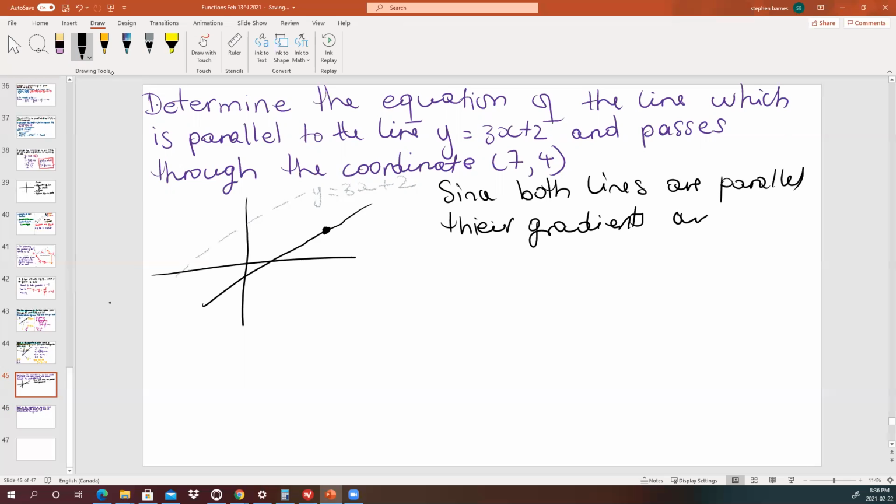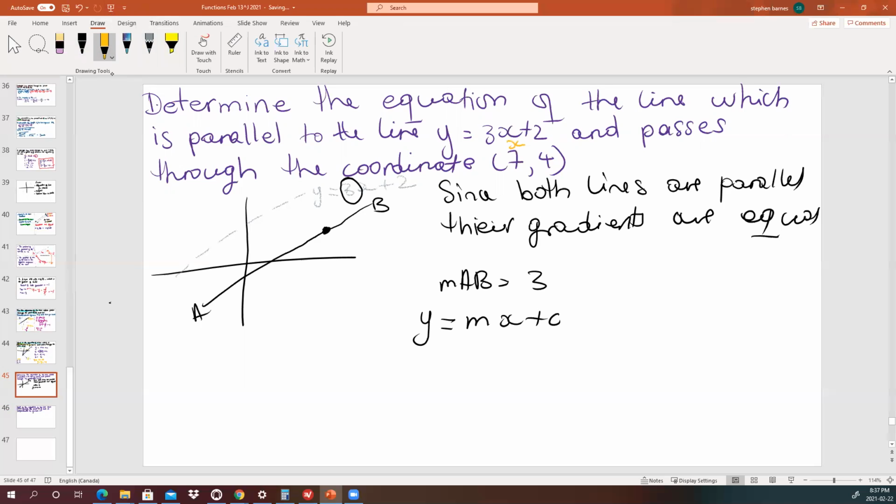Their gradients are equal. So we know that the m, I'm going to call my line here AB. We know that the gradient for AB is going to be the same as the gradient for this line, which is 3. So then I can go ahead, substitute into the equation of the line, which is y equals mx plus c, because I now want to find c.